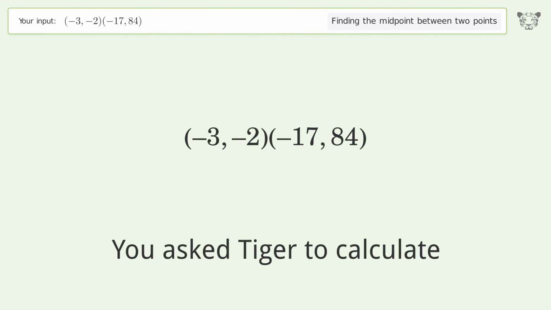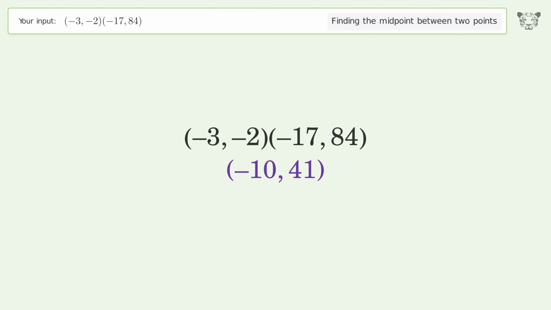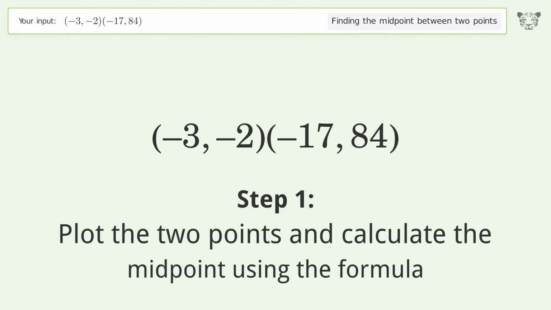You ask Tiger to calculate. This deals with finding the midpoint between 2 points. The midpoint between the 2 points is -10,41. Let's solve it step by step. Plot the 2 points and calculate the midpoint using the formula.